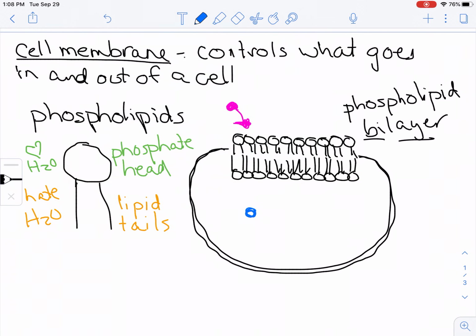Let's say that there's something here inside of the cell that wants to try to get out. So we're going to talk about the ways that those things can try to move in and try to move out.